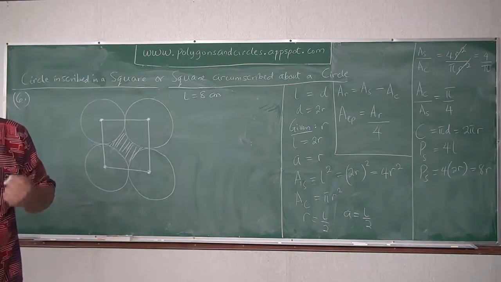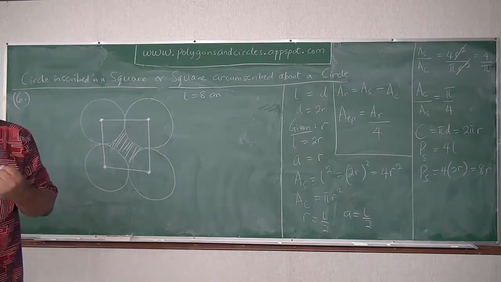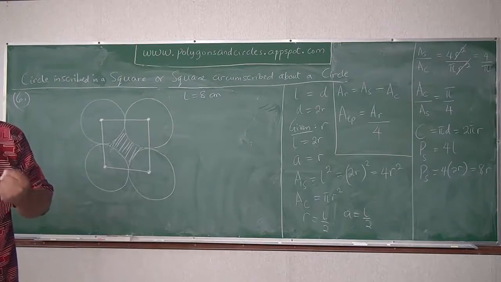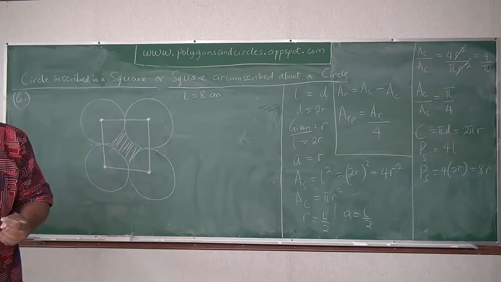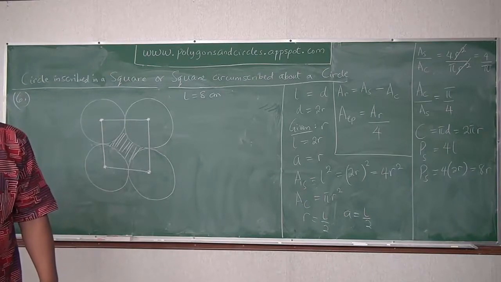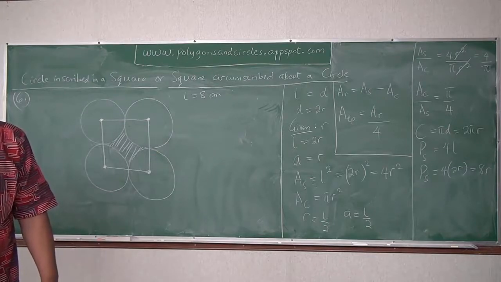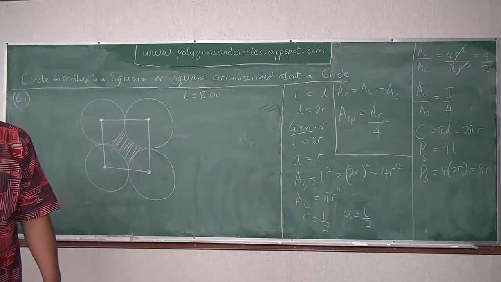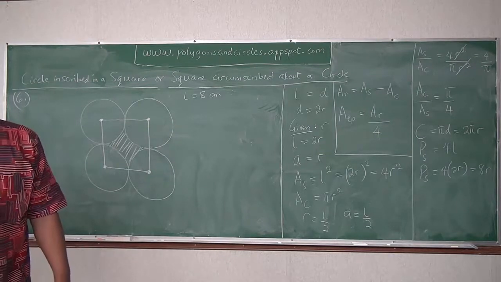The region that is interior to the square and exterior to all 4 circles is shaded. What is the area to the nearest square centimeter of the shaded region? Area of the shaded region.